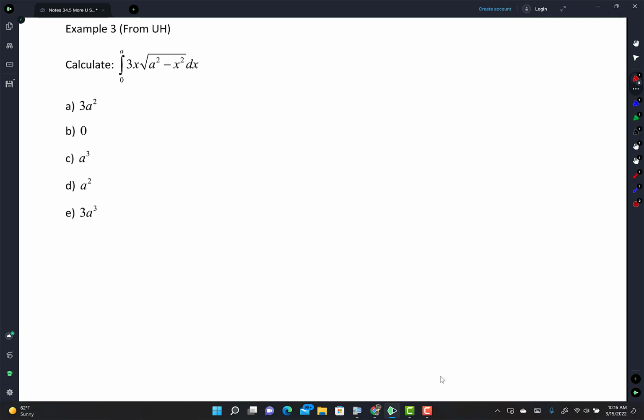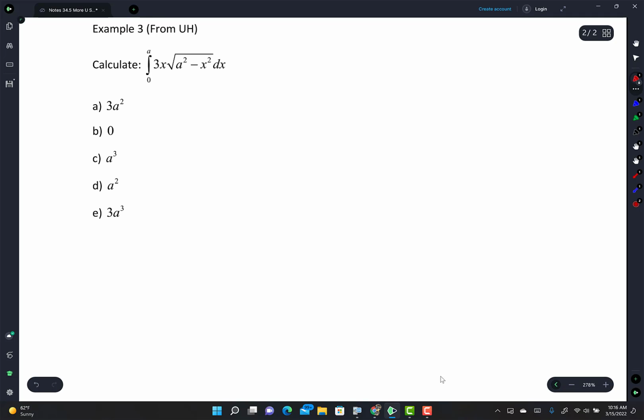All right, here we go. Question 3. This is a question from UH. You guys ready? When you see this question from UH, relax. Obviously you know what's coming. This is going to be your next UH quiz. It says, a is a constant, by the way. Calculate the integral from 0 to 8 of 3x square root of a squared minus x squared.